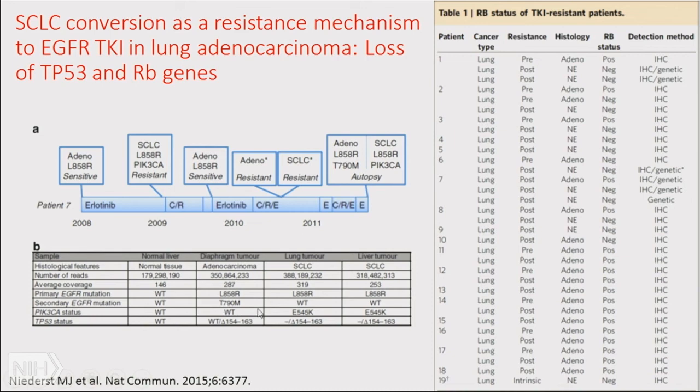But such a mutation was not present in the small cell lung cancer. Instead, the small cell lung cancer had the PIK3CA mutation, which was not present in the resistant adenocarcinoma, meaning that these two tumors diverged at a certain stage, and then gained separate mutations that made them resistant to the treatment. So here it's demonstrated that P53 is lost in the small cell lung cancer derived from the lung adenocarcinoma. So how about RB? As we learned from the previous slides, RB is also commonly lost in small cell lung cancer. So here in Table 1, it actually showed the genomic profiling data of a number of patients.